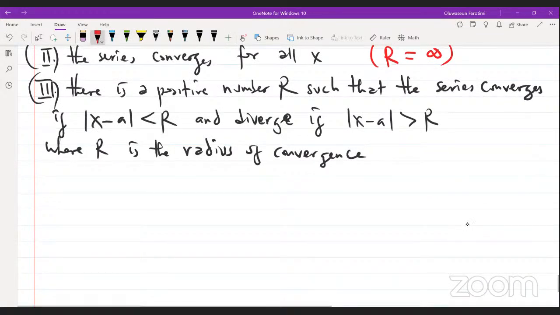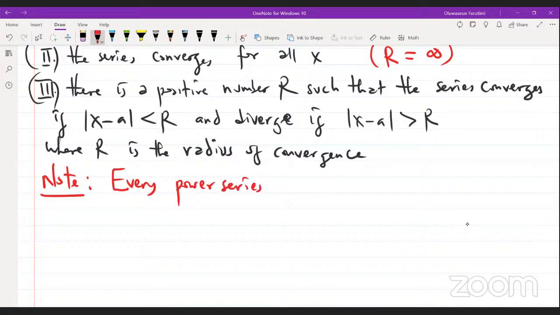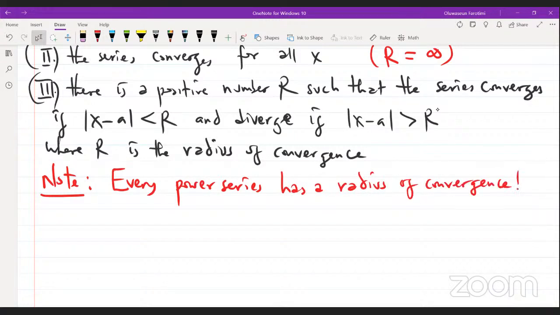Now, let me write these beautiful notes. Notes: every power series has a radius of convergence. Every power series actually has a radius of convergence.